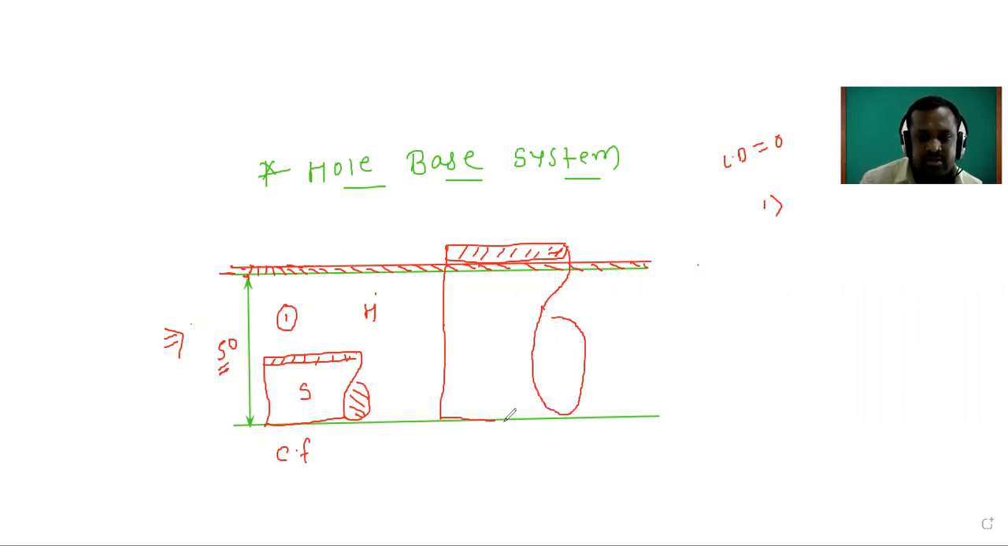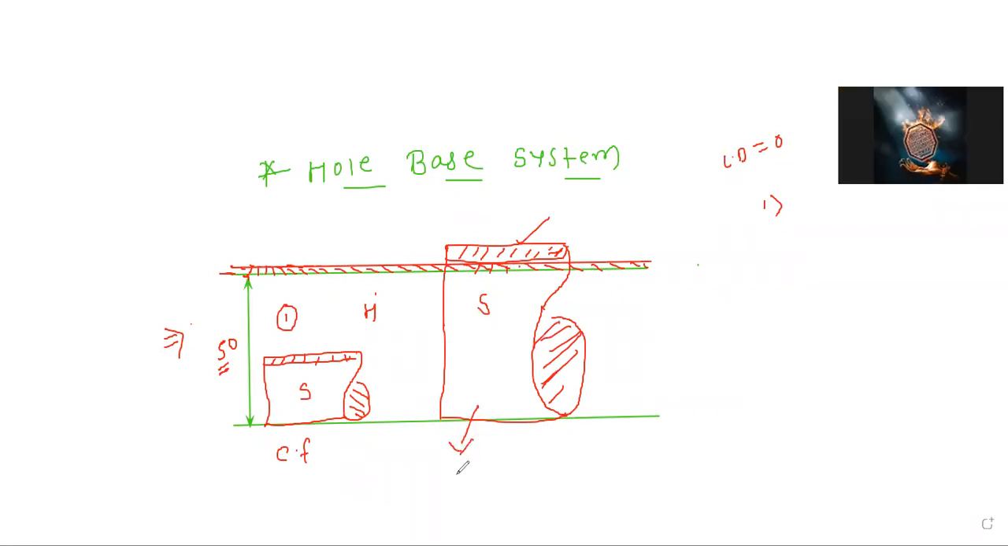So this is the shaft. Now see here. This is the tolerance zone for the shaft and this is the tolerance zone for the hole. Which type of fit is here? Interference. Yes, it is the interference fit.